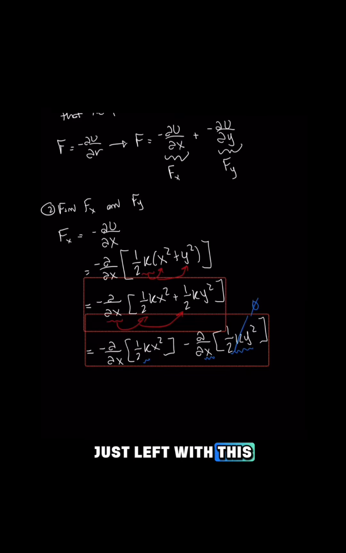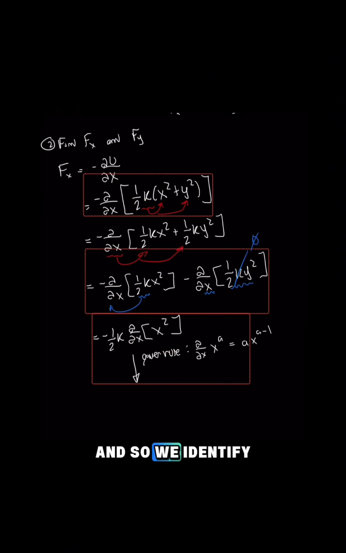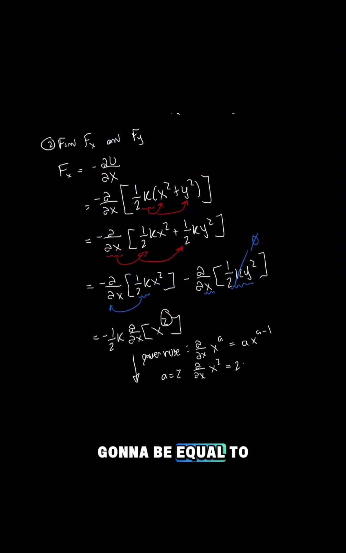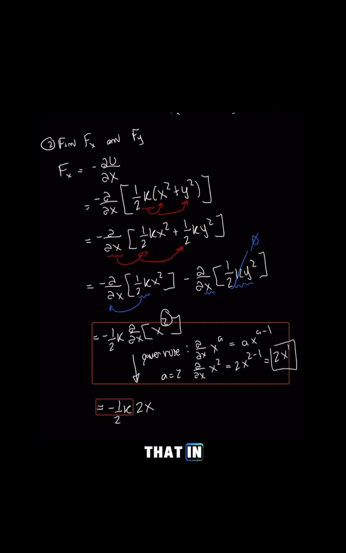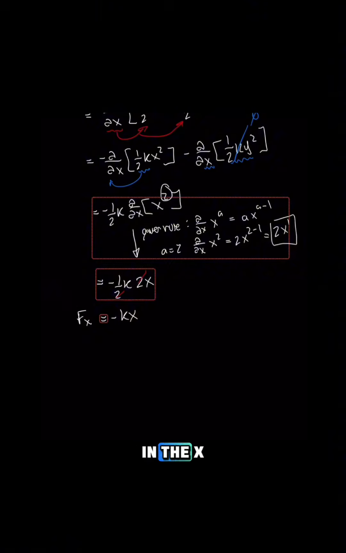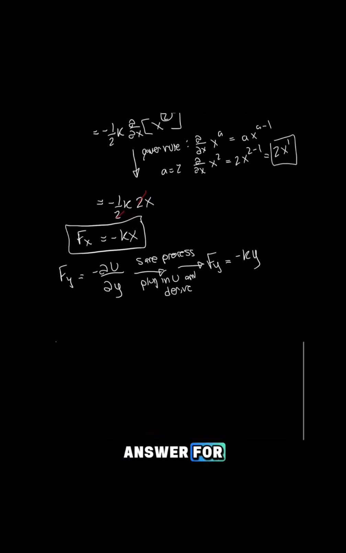And so we're just left with this, and then we can take out the 1/2 k because it doesn't depend on x, and then we can use the power rule, which is given by this. We identify that in our case a is going to be equal to 2, and if we use the power rule we get this answer for the derivative, so we can plug that in and we get this final answer here for the force in x. We can use this equation for the force in y, and by the same process of plugging in U and differentiating, we find this answer for the force in y.